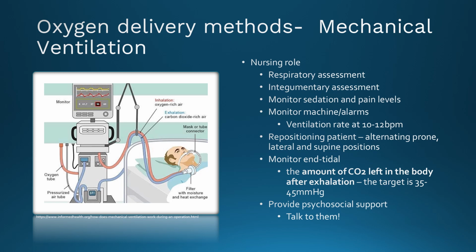We need to monitor the patient's sedation levels and their pain levels. Just because a patient is sedated does not mean that they don't have pain. So it is a balance of monitoring the patient's pain and sedation levels to make sure that they are appropriate. We need to monitor the machine, and we need to respond to any alarms that the machine gives. The ideal ventilation rate is between 10 and 12 breaths per minute. So that is a little bit lower than our regular ventilation rate for you or I.